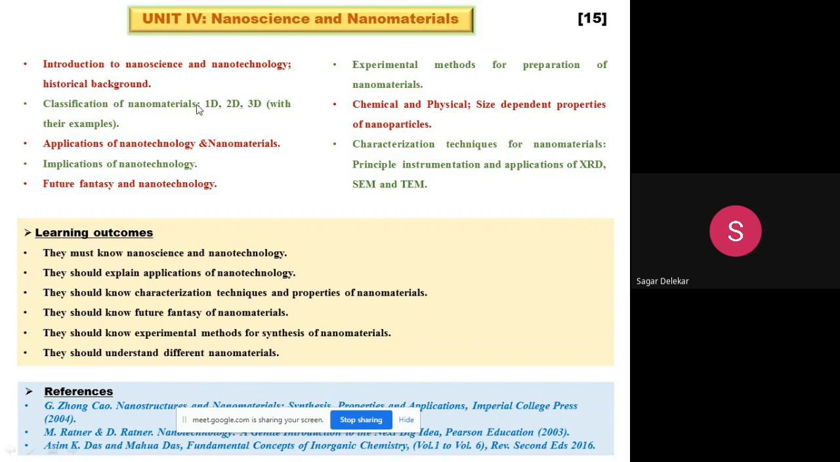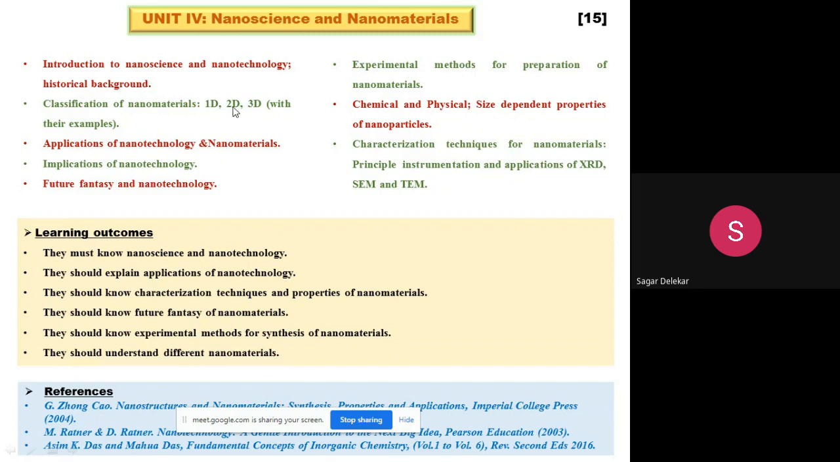So there is also a need to add 0D, zero dimensional. Those are spherical nanoparticles or quantum dots or nano dots. All these are zero dimensional. These are very small dimensions. 1D: if you look at nanowires, nanorods, nanotubes, all these are 1D. So multi-wall CNTs, single-wall CNTs, carbon nanotubes, these are 1D.